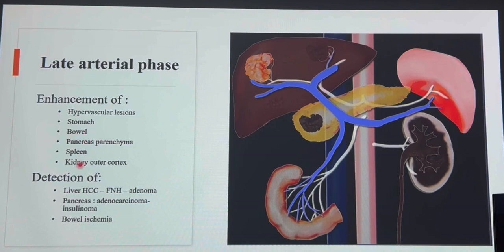Stomach, bowel, pancreas will enhance and we will show if there is a pathology. Detection of primarily the liver lesions. The liver lesions exclusively, which are arising from the liver itself, will enhance in this phase. The liver lesions, we mean hepatocellular carcinoma, focal nodular hyperplasia, adenoma, adenocarcinoma of the pancreas, insulinoma, and bowel ischemia. This is particularly the use of this phase, okay?